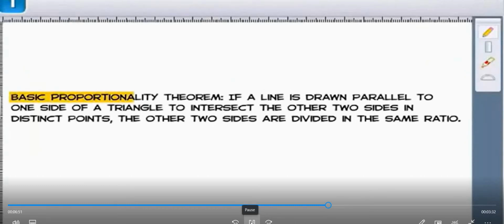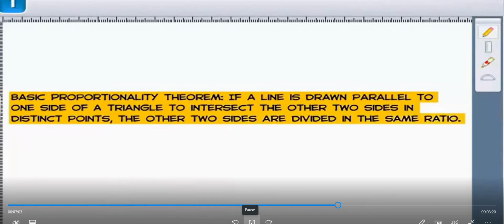The basic proportionality theorem states that if a line is drawn parallel to one side of a triangle to intersect the other two sides in distinct points, then the other two sides are divided in the same ratio.